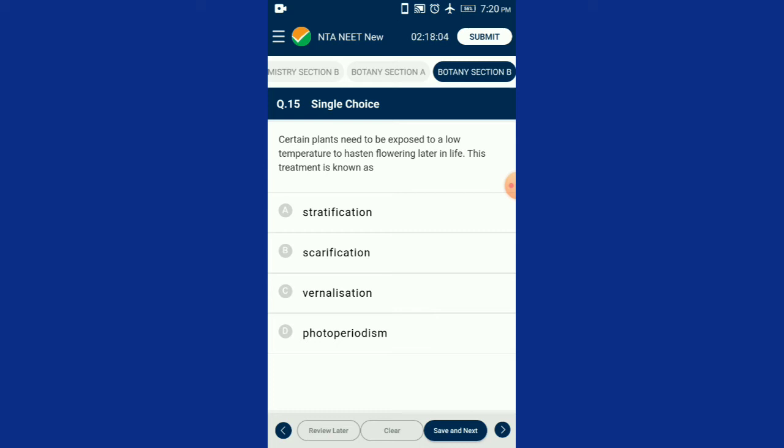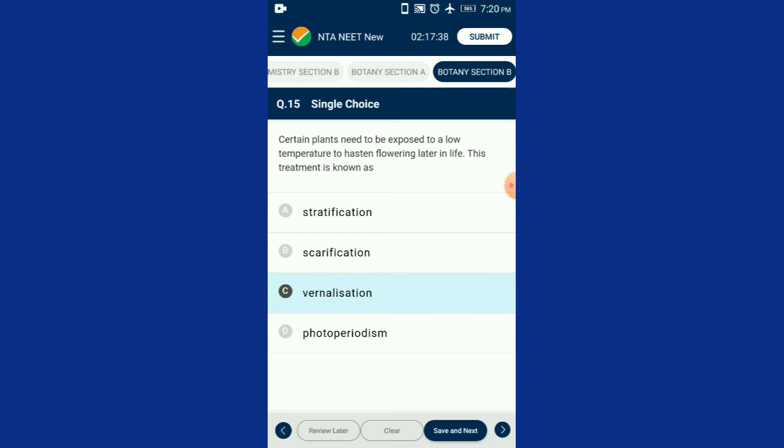Stratification is a process which is used to break seed dormancy by providing it with the desirable conditions needed for growth, and scarification means breaking up the tough exterior of a seed or weakening it to allow germination. Photoperiodism is the response of plants to periods of day and night. So the answer is option C, vernalization.